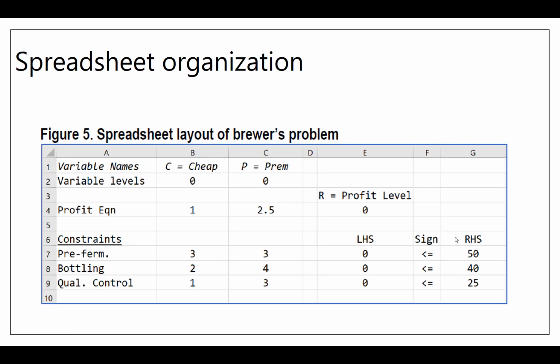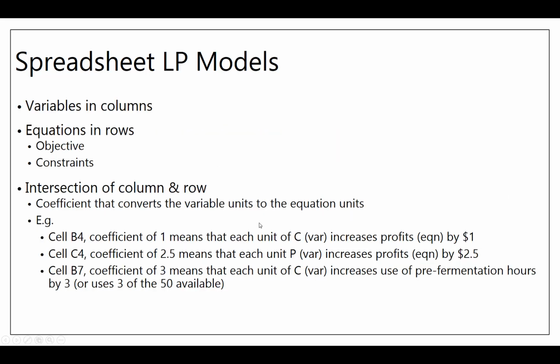Okay, this is again a cutout of the spreadsheet model, with variables in the columns, and constraints and other equations in the rows, and here are just the notes that go with this. I think I've talked through all of these already. So variables are in columns, equations in rows, and where you see the intersection of a column and row, that is a coefficient. That coefficient converts the variable units to the equation units.